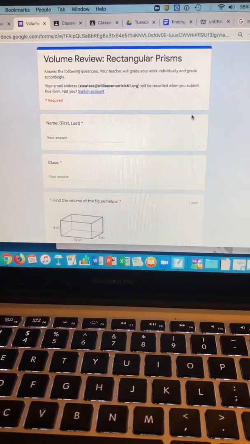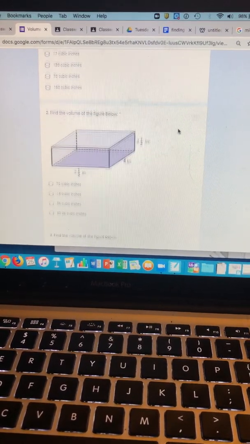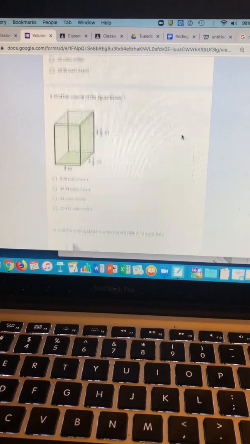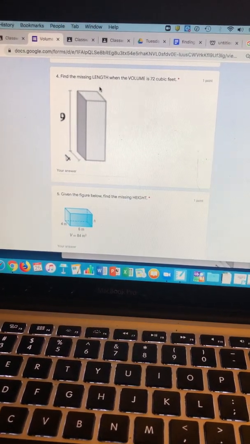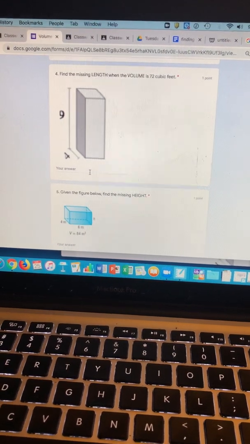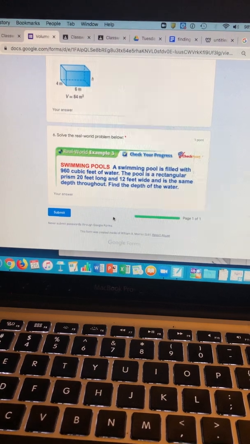I'll just make sure that I am correct with what I just explained. So yeah, here, finding the volume, finding the volume, finding the volume, and then the other 3 are find the missing length. Here it's find the missing height, and then there's a word problem again.